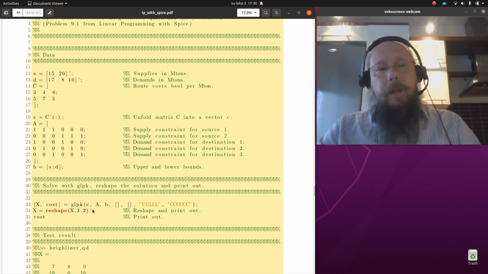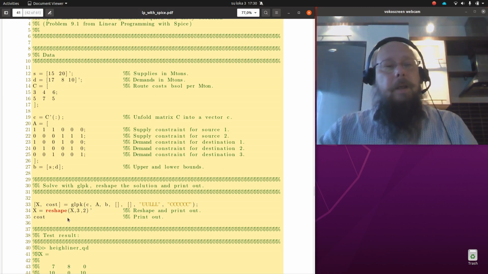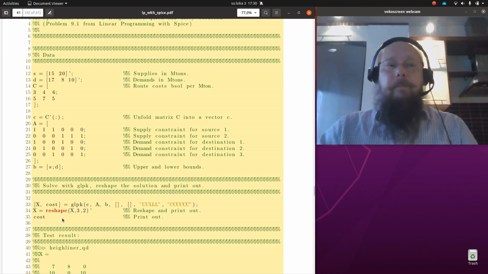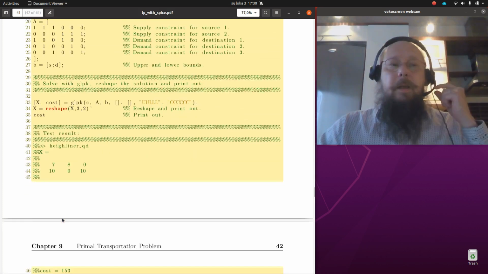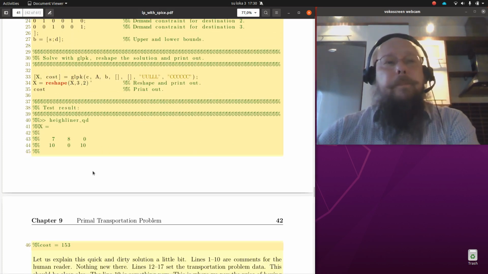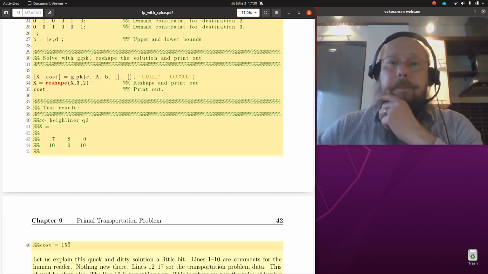And note that there is a semicolon missing there, and also there is a semicolon missing there, so this means that this will print out the solution. And yes, indeed, it will print out the following. So highliner, quick and dirty. So the capital X will be 7, 8, 0, 10, and the cost will be 153.